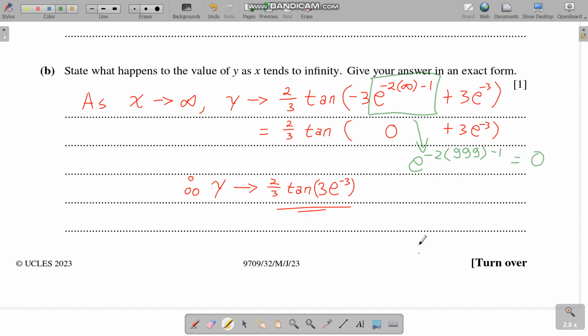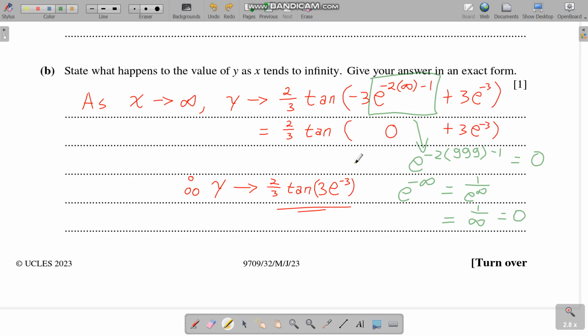And this makes sense because e to the power of, this is just infinity. Minus 2 times infinity is minus infinity. Minus infinity minus 1 is still minus infinity. e to the power of minus infinity is the same as 1 over e to the power of infinity. e to the power of infinity is just infinity. 1 over infinity is 0. So this makes sense actually, but just use your calculator, replace the infinity with some number which is big, like 99999 or something. So since this is 0, the final answer in exact form is just this expression.